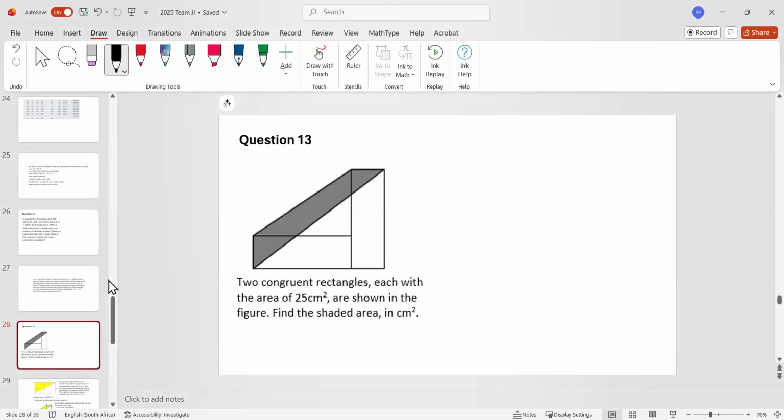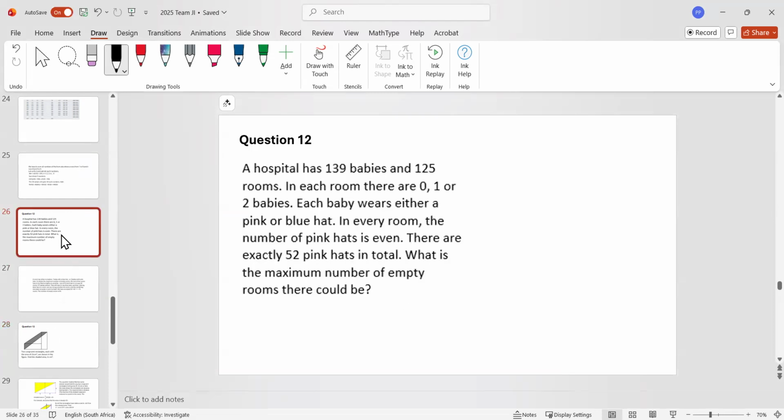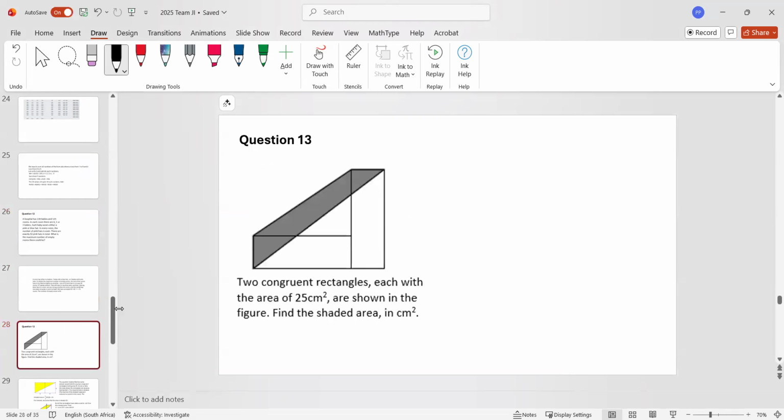Okay, so we go on to question 13. Yeah, question 13. Now, question 13 says there are two congruent rectangles, which means that these rectangles are identical. They've got the same length and the same breadth. So let me put that down straight away. Suppose the breadth is A and this is B. These are congruent, so this is A and that is B. They're both identical, so they've got the same length and the same breadth.